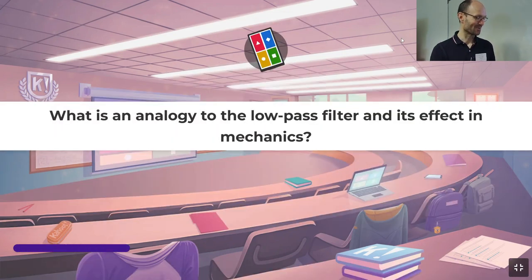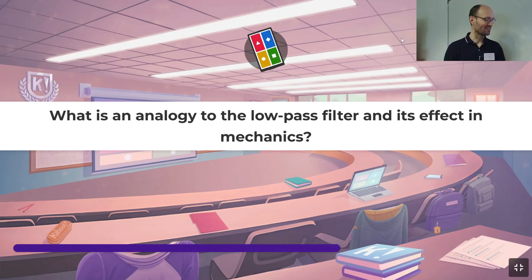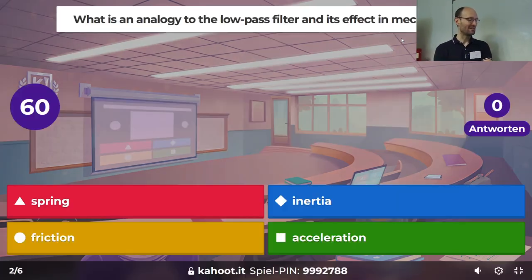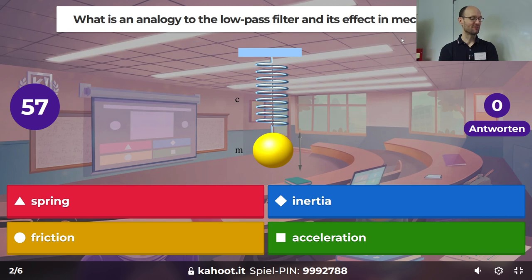Maybe, I'm not sure. So the next question is, what is an analogy of the low pass filter and its effect in mechanics? For example, if we look at this spring mass system, is it the spring? Is it the inertia, let's say, of the mass? Is it the friction or is it the acceleration?